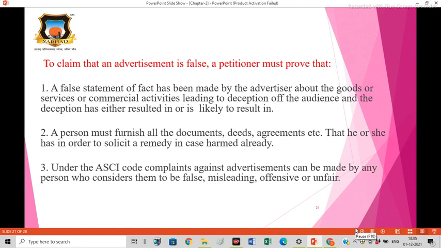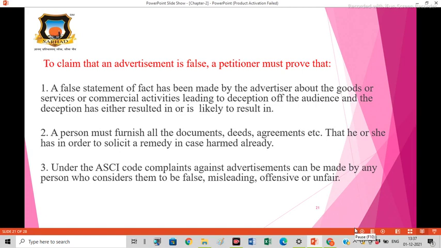Now see, to claim that an advertisement is false, a petitioner must prove that a false statement of fact has been made by the advertiser about the goods or services or the commercial activities, leading to deception of the audience, and the deception has either resulted in or is likely to result in harm. A person must furnish all the documents, deeds, agreements, etc. that he or she has in order to solicit a remedy in case of harm already suffered.